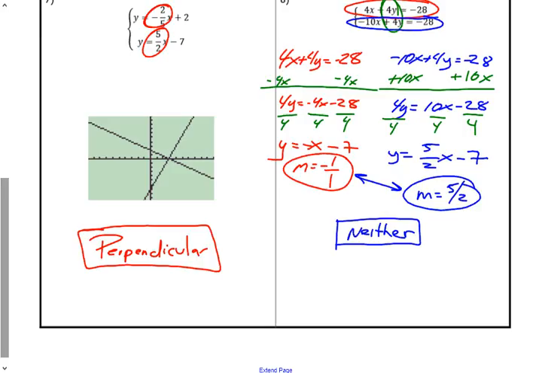Verify it algebraically, and you can use your calculator to also verify it graphically, but I would not use graphically as your sole way to do it. It's much easier just to get in the habit of solving for y, comparing the slopes.